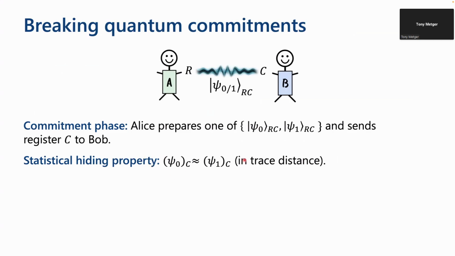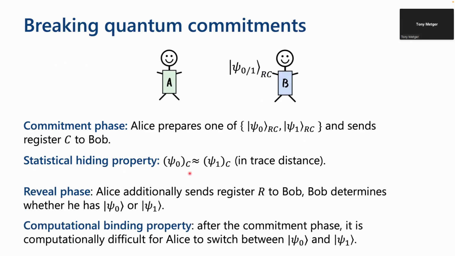One is called statistical hiding, which means Bob shouldn't be able to find out what Alice's committed bit is just from his commitment register. Formally, this is not a computational thing, it's a statistical thing, so these are close in trace distance. Then there's a reveal phase where Alice wants to tell Bob what her bit was. So she will send over this register R, and now Bob has the full state, and the two are orthogonal as full states of both registers, and he just measures and knows. And the computational binding property says Alice, just by acting on register R, can't switch.